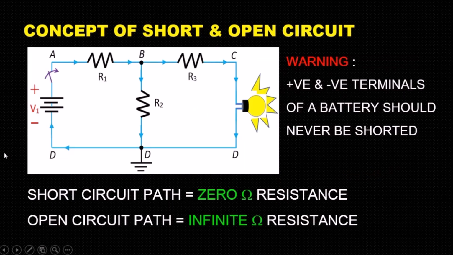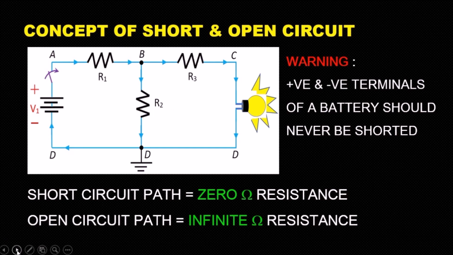Now let us see the concept of short circuit and open circuit. A short circuit part will have 0 ohm resistance. An open circuit part will have infinite ohm resistance. And as a warning, you must remember that the positive and negative terminals of the battery should never be short circuited. If there is a short circuit in between them, there will be a very large flow of current which may damage the battery. In this circuit, the bulb is able to glow.